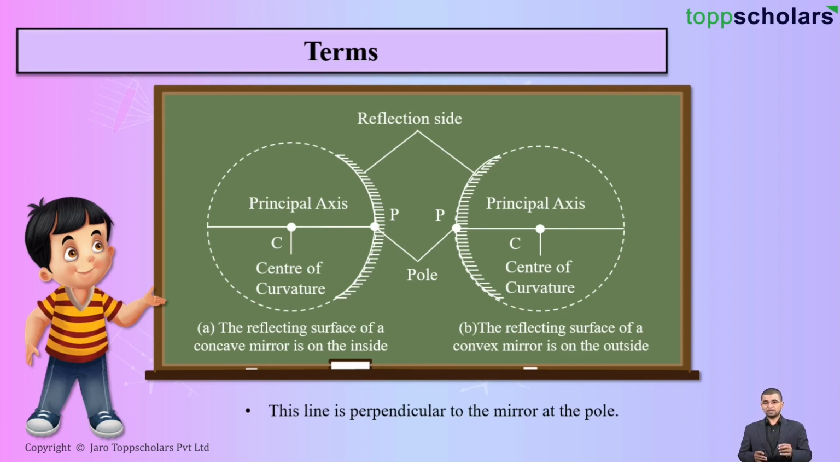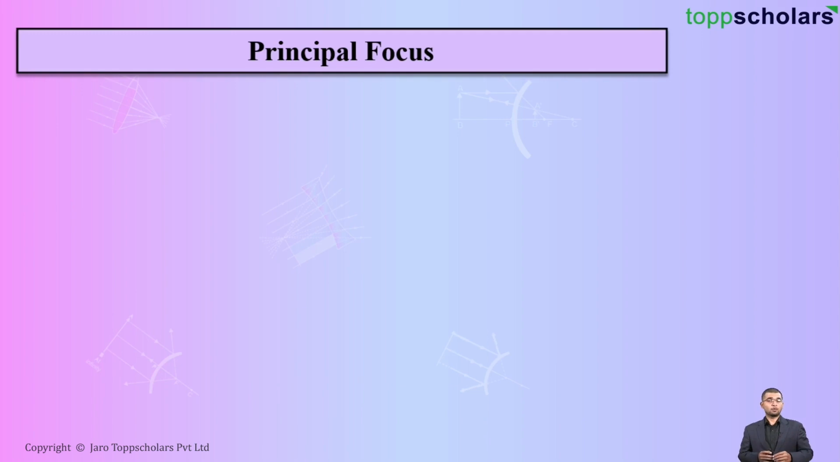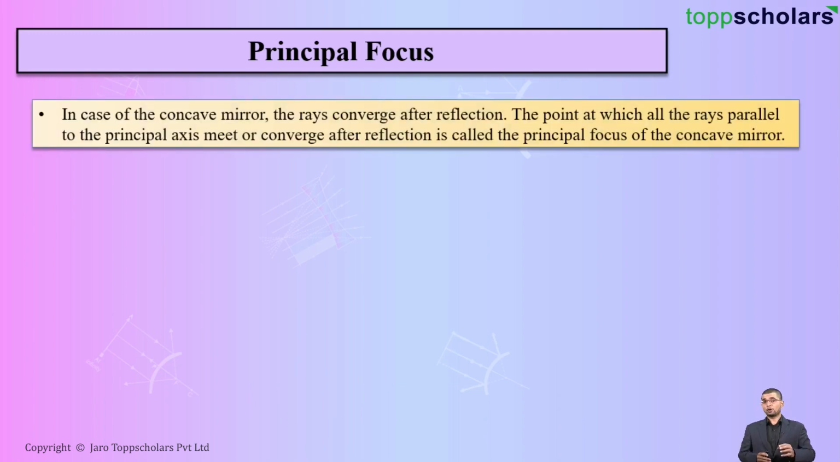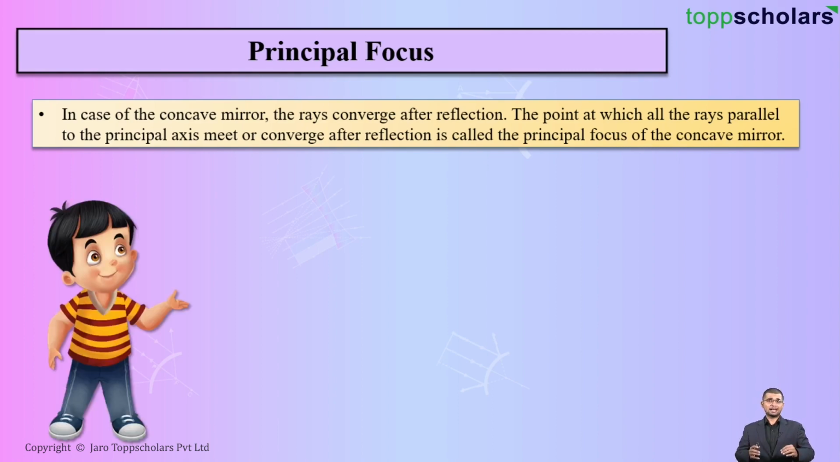Students, these are some terms related to spherical mirrors. There are some more terms that we are going to discuss, that is principal focus. Now, when we talk about a concave mirror, the rays converge after reflection. So students, remember this, that a concave mirror is also known as a converging mirror. Remember this, this is very important. The point at which all the rays parallel to the principal axis meet after reflection is called the principal focus of a concave mirror.